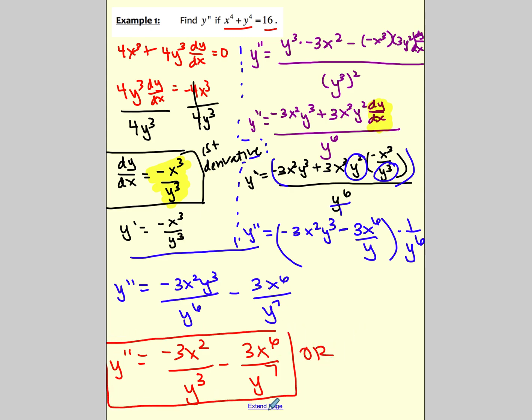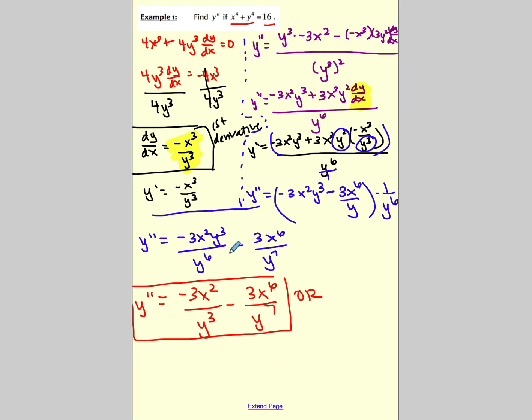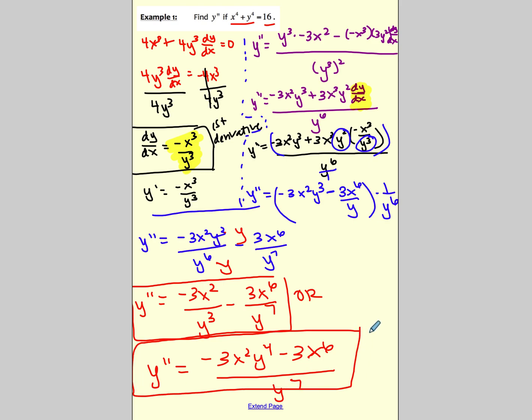Or the other answer would be to put these two as one fraction, okay? To get a common denominator, I'd times by y, top and bottom. So your other second derivative answer would be negative 3x squared y to the fourth minus 3x to the sixth, all over y to the seventh. That would be your other answer choice, okay? Both of them work out, but there is example 1.